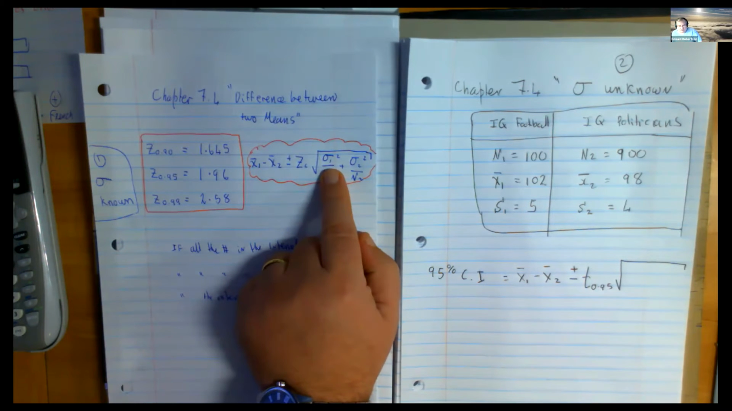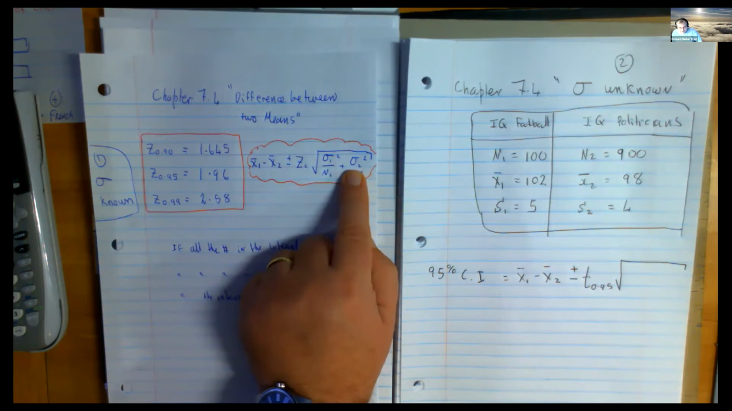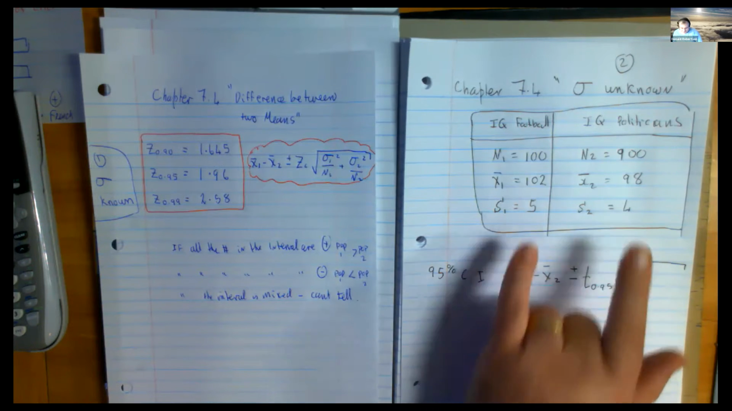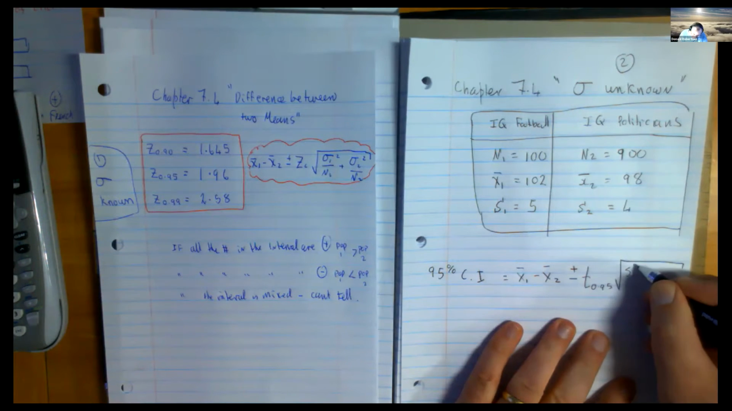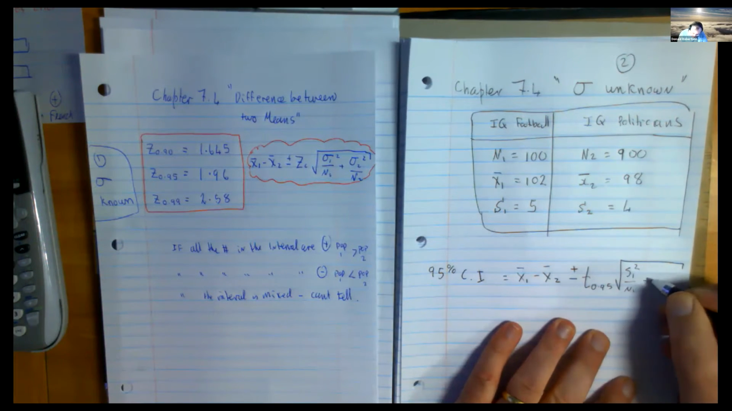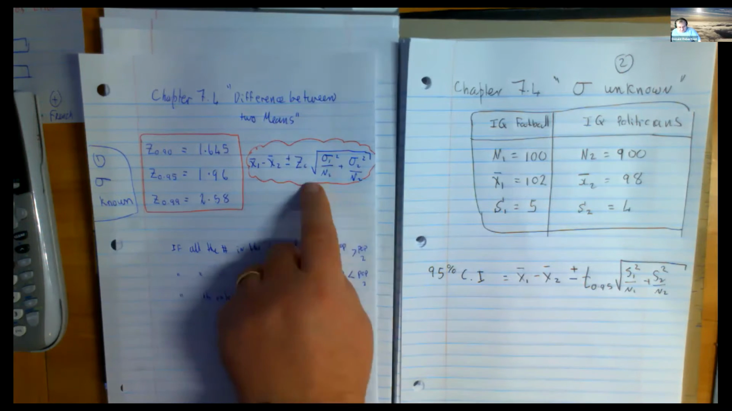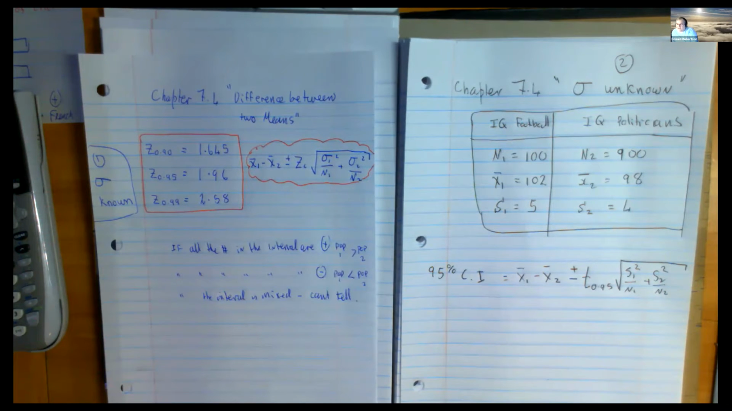Now, I don't know sigma 1 and I don't know sigma 2, but don't I have replacements for them? I can use S1 and S2, the standard deviations of sample 1 and sample 2. And so the formula becomes S1 squared over N1 plus S2 squared over N2. Does that formula look close enough to this one that it makes sense why it is the way it is?